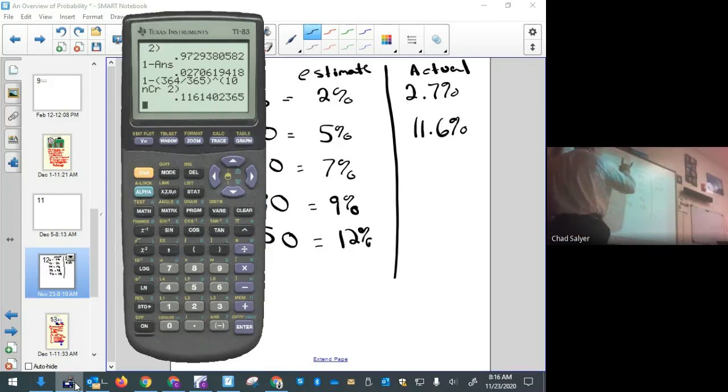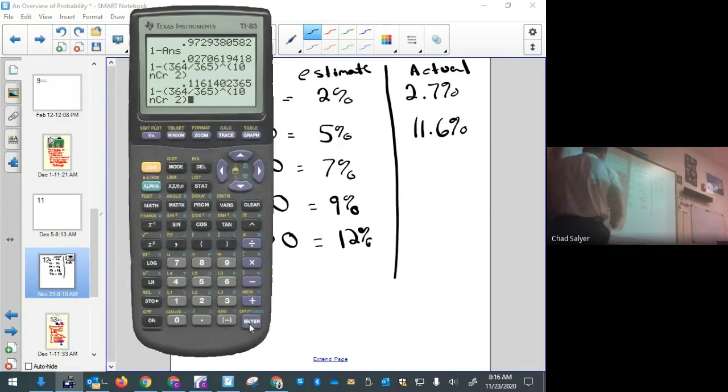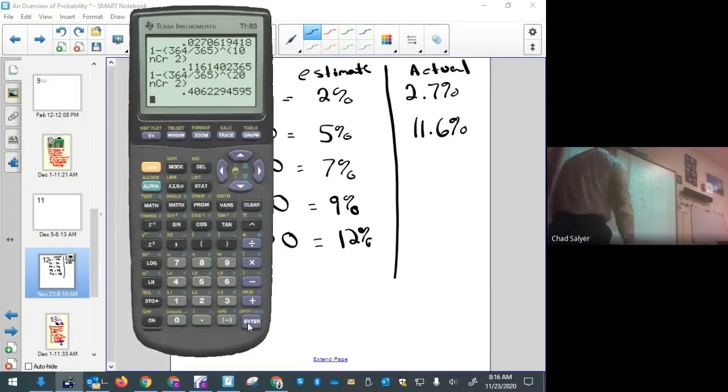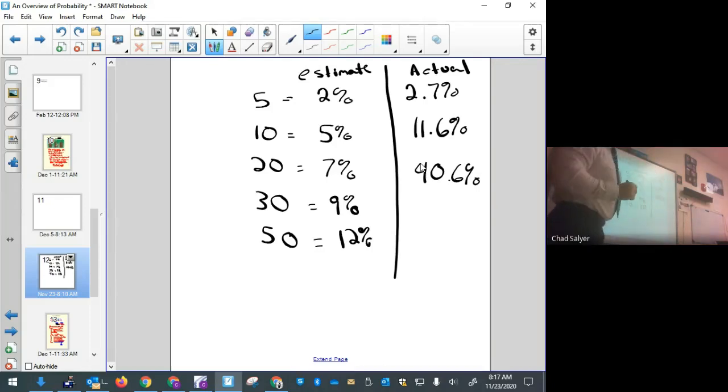All right, so let's do 20 people in a room. You can hit second enter to bring up what you just put in again. So that's 40.6%. It's wildly deviating from our guesses now. Don't you agree?